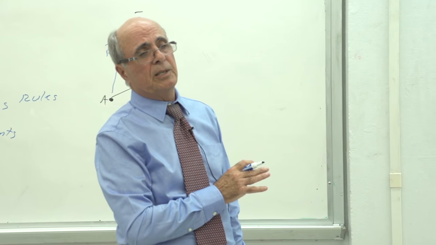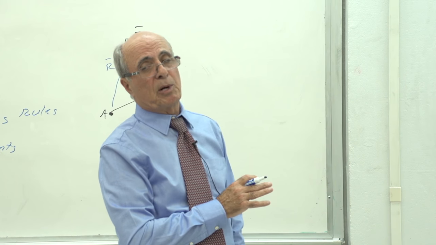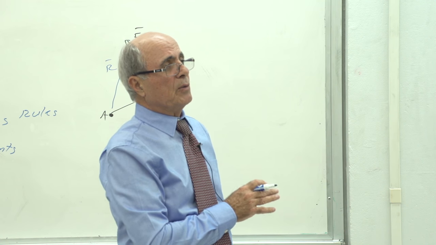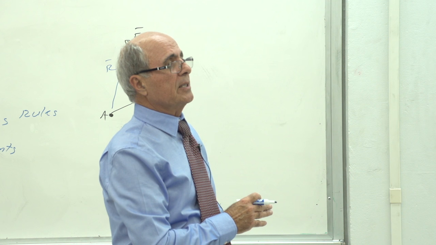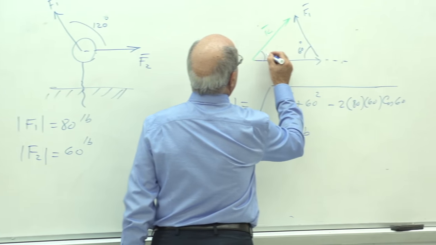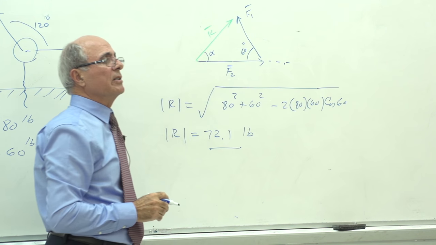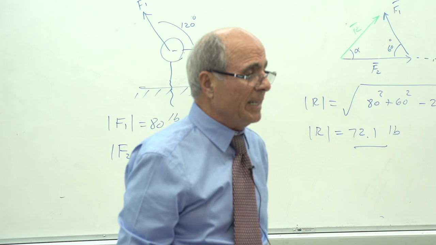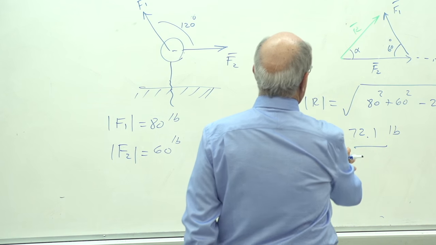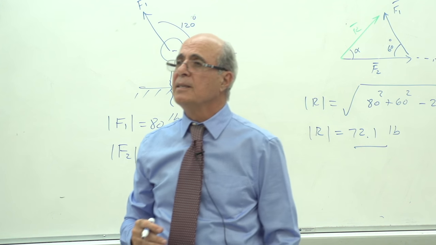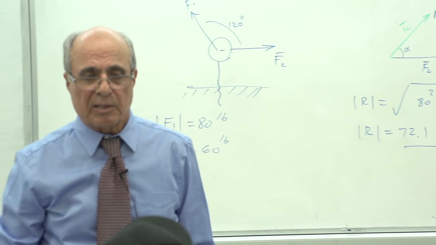Okay, is the problem finished? No. Did you find the resultant? No. You need the direction of that. To find the direction, you need this angle alpha or theta or whatever you call it. Is that correct or not? Yes? Because each vector has a magnitude and a direction. You already found the magnitude. You want the direction. Of course, for that one, you have to use the sine rule.